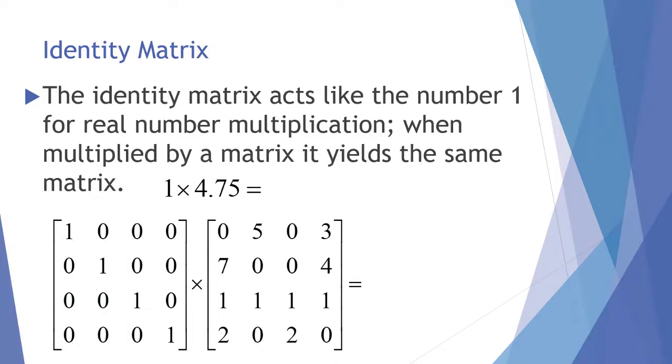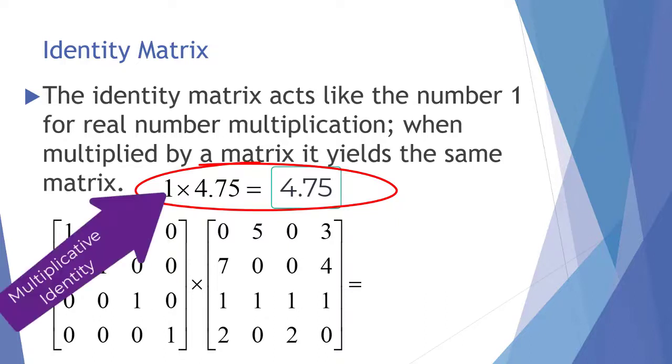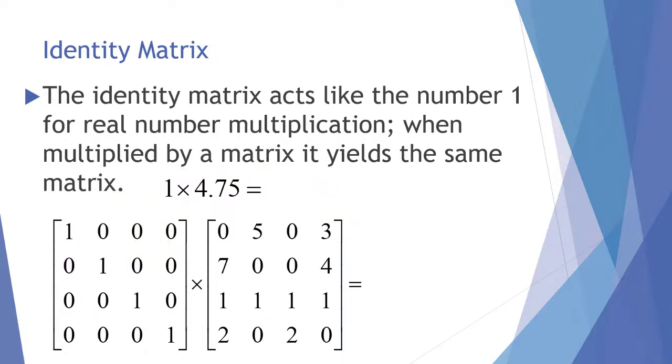So the identity matrix really acts like the number 1 does for real number multiplication. Anytime you take 1 times a real number, you get the very same number. 1 times 4.75 is 4.75. We call the number 1 the identity for the real numbers. It is the number that when multiplied leaves you with your original number. And that's why we call a matrix like this one the identity matrix. When you multiply it by a matrix, you'll end up with the original matrix.